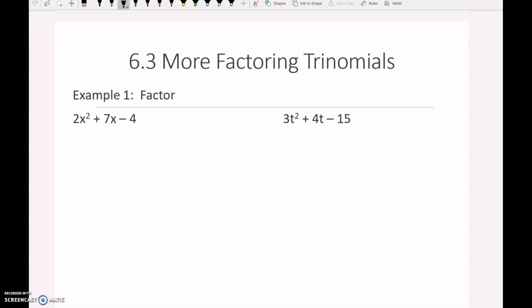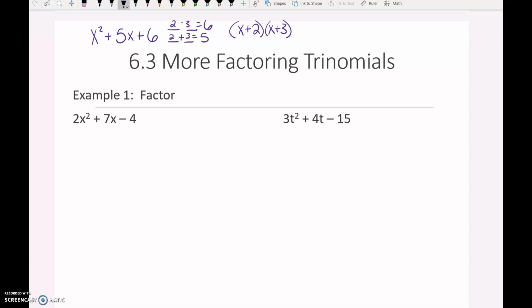Yesterday, we factored trinomials that were just like x squared plus 5x plus 6, where we did two numbers that multiply to give us 6. Those same numbers have to add up to 5. That would be 2 and 3. So the factored form was x plus 2, x plus 3.